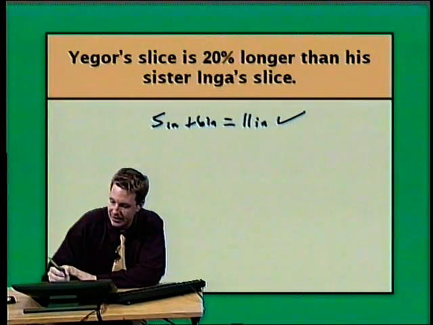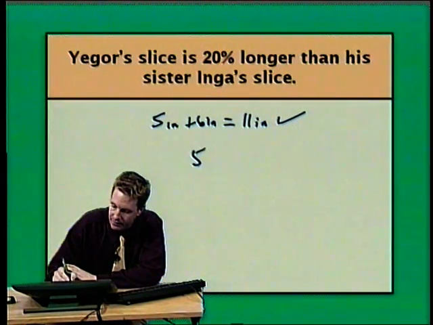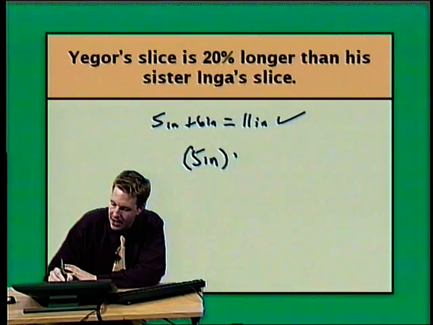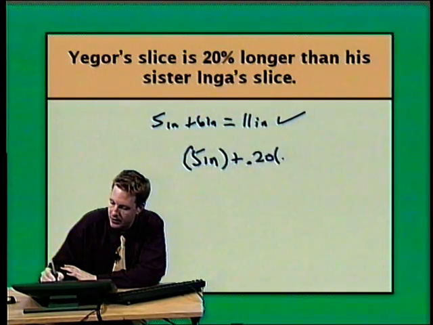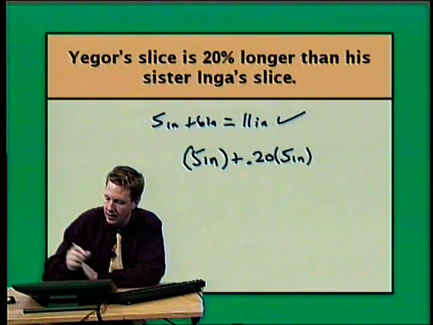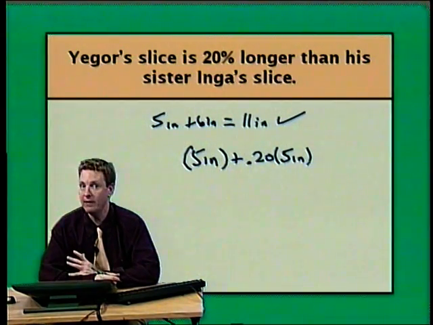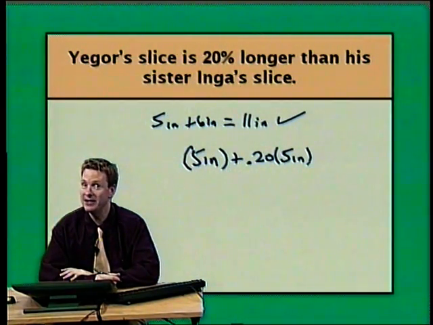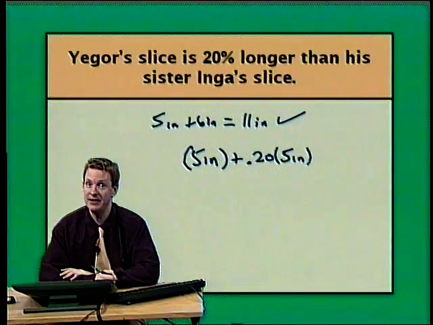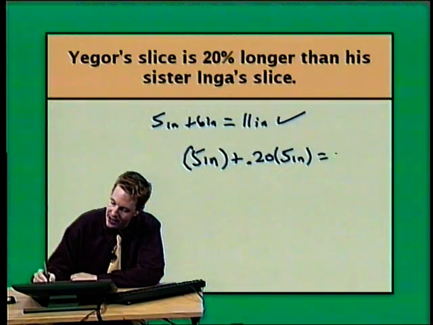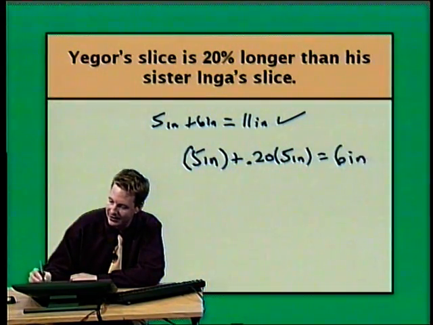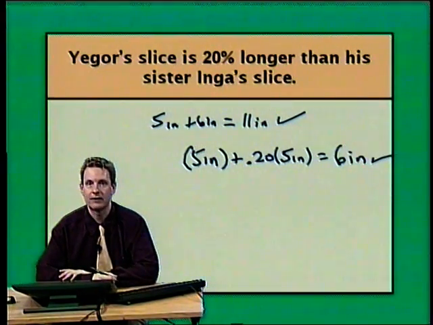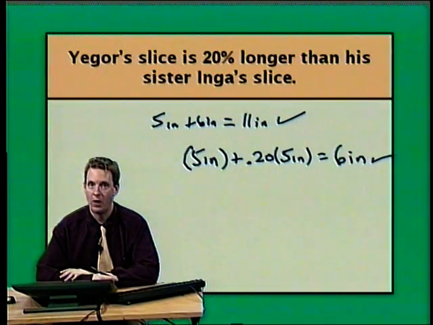Well, if we take his sister Inga's length, 5 inches, and we add to that 20% of 5 inches, 20% is the same as 1/5. 1/5 of 5 inches is 1 inch. 5 inches plus 1 inch, what do we got? We've got a slice of sandwich that's 6 inches long. Our answer checks. Let's go ahead and write our conclusions.